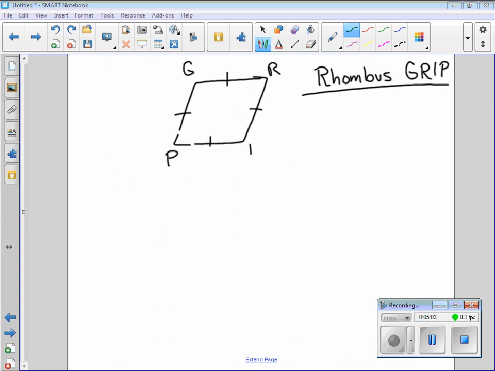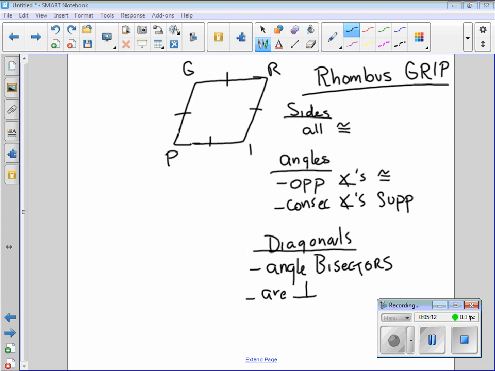Okay, so let's take a look at a rhombus. Here's a rhombus, and we'll just call it GRIP, for grip. Let's look at the characteristics. Under the size category, all the sides are congruent. Under the angles category, opposite angles are congruent. That's because it's a parallelogram. Consecutive interior angles are supplementary. Again, a parallelogram trait. Nothing new there.